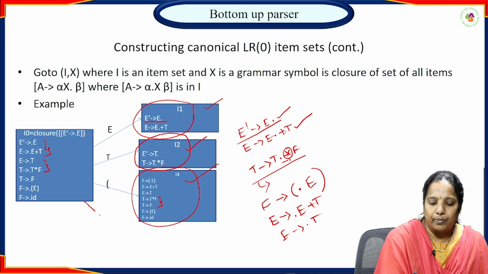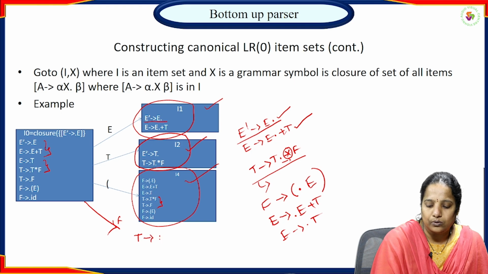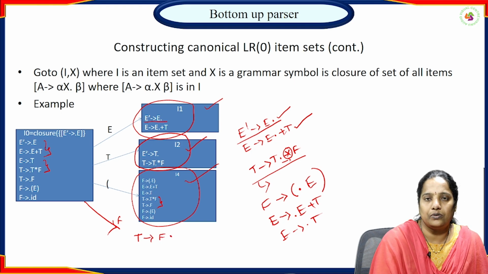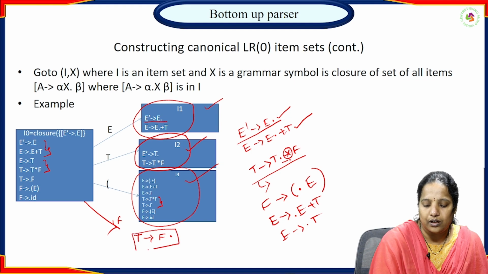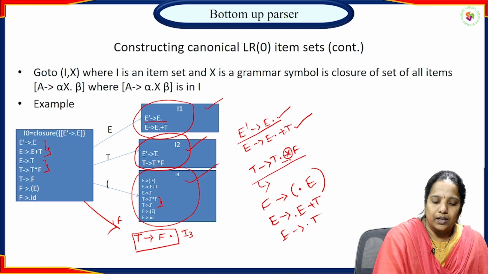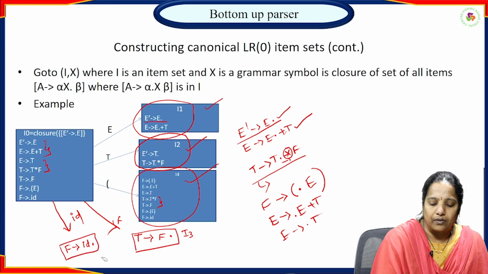Next, dot followed by F is also there. For this, what we have to do? Just we need to move the dot to the right hand side. Then you are going to get it as T tends to F dot. This is also a new item. Name it as I3. Previous one is I4. And one more thing is there, dot followed by ID is there. For this also we need to make the transition and we need to move the dot to the right hand side. Name it as I5.